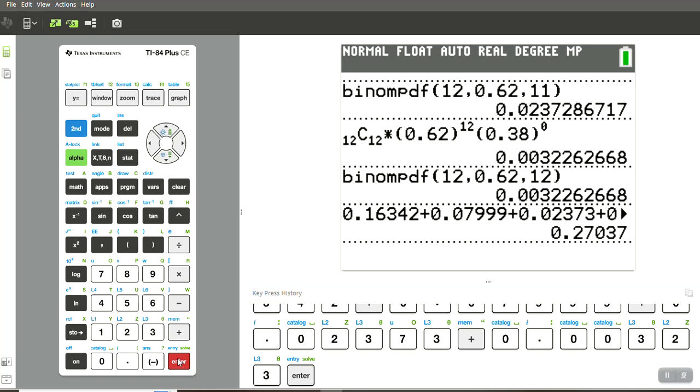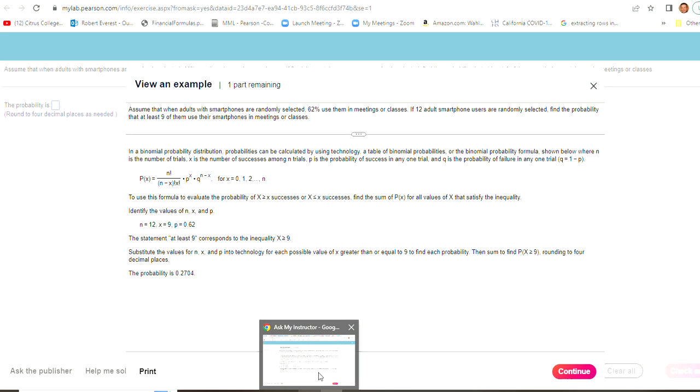Notice that adds up to 0.27037, and we are asked to round this to 4 decimal accuracy, which is 0.2704, or about 27.04% of the time. When you randomly select 12 people, at least 9 of those 12 will use their smartphone, given that 62% of the time an individual user uses it. If we go back to the problem, you'll see that matches with our answer, 0.2704.